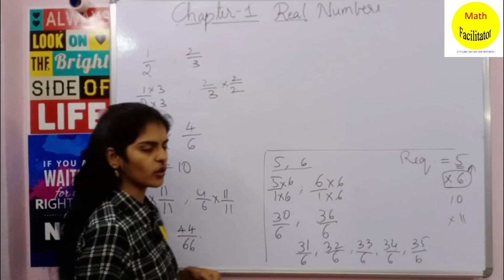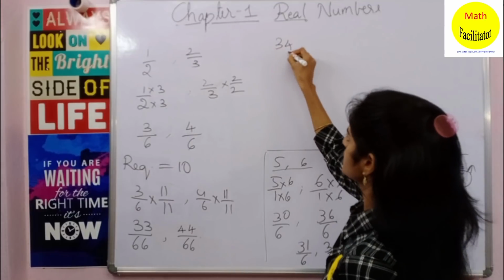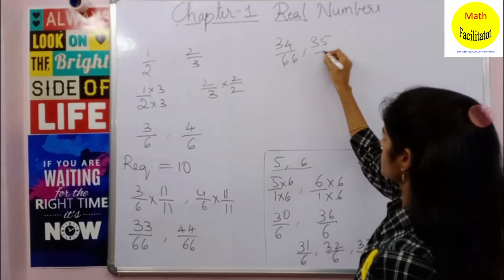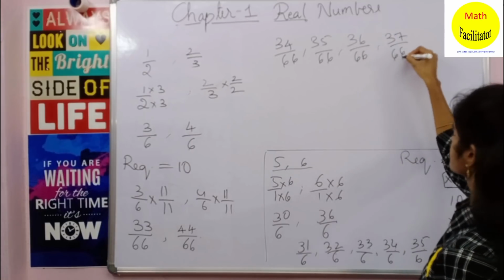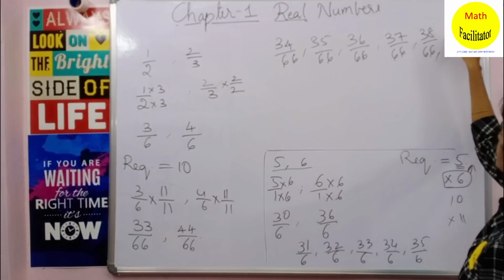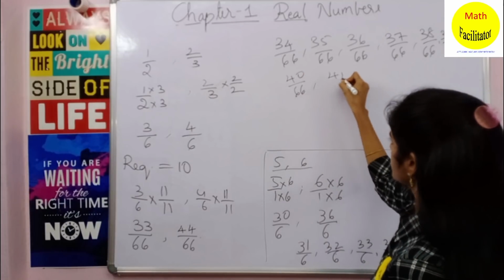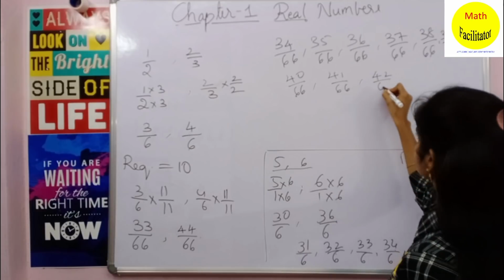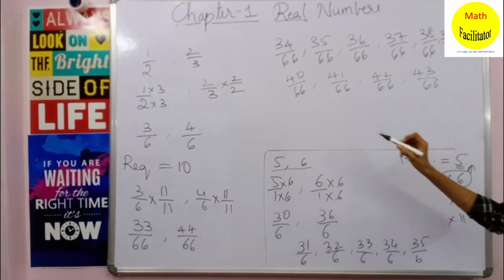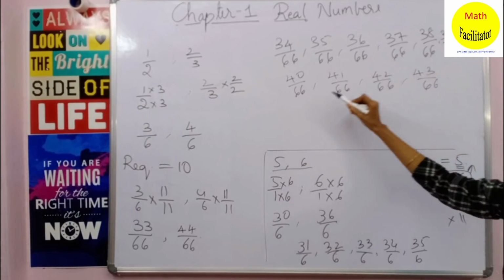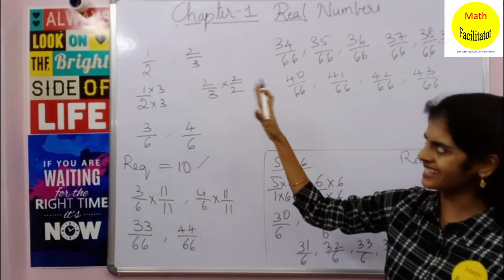is 66. Okay, so now you can see that after 33 there is no 34, you can insert it here. So it is 34 by 66, 35 by 66, 36 by 66, 37 by 66, 38 by 66, 39 by 66, 40 by 66, 41 by 66, 42 by 66, 43 by 66, and you have 44 by 66 here. Yes, so just count this 1 2 3 4 5 6 7 8 9 and 10. So easily you are able to insert 10 rational numbers between the given two rational numbers.